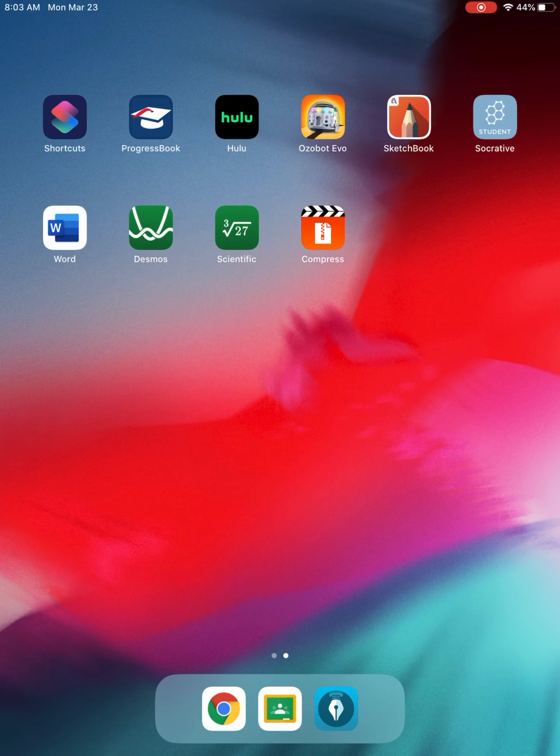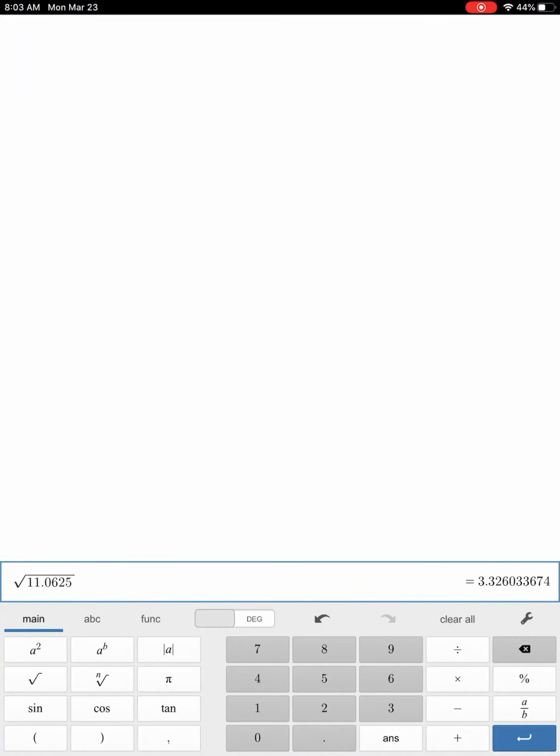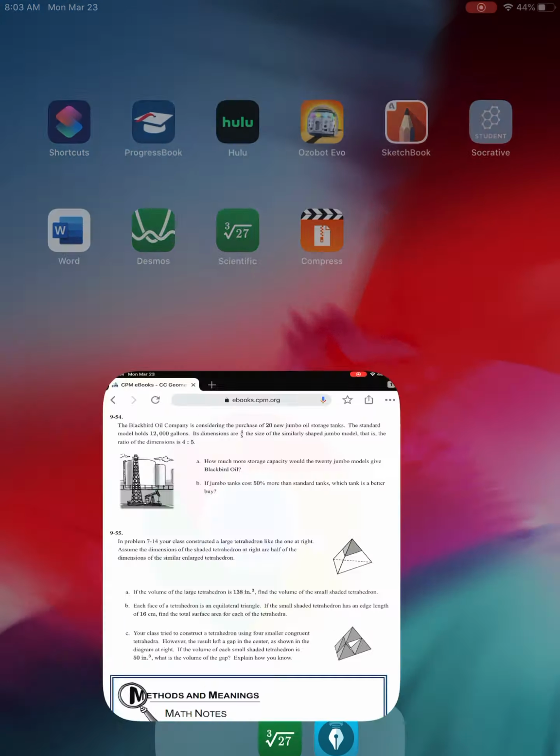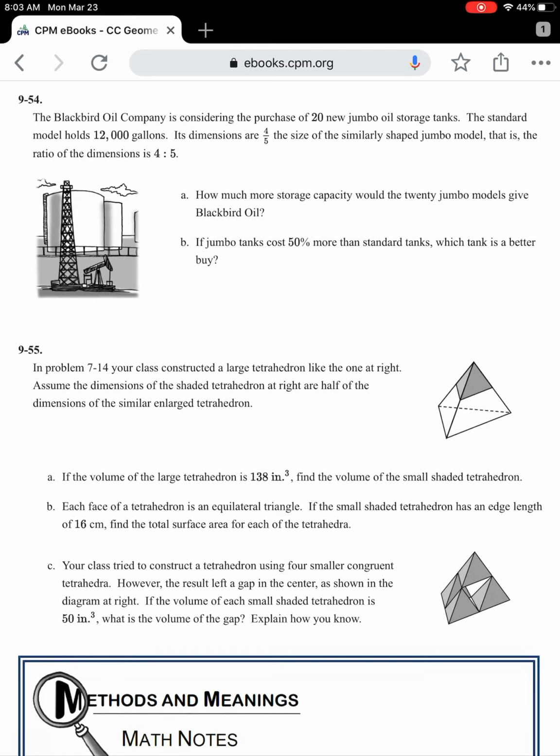When we divide 138 by 8, let's get our calculator. So we get 17.25. So our first one, for A, you should have had 17.25 cubic inches for the volume of that small tetrahedron.